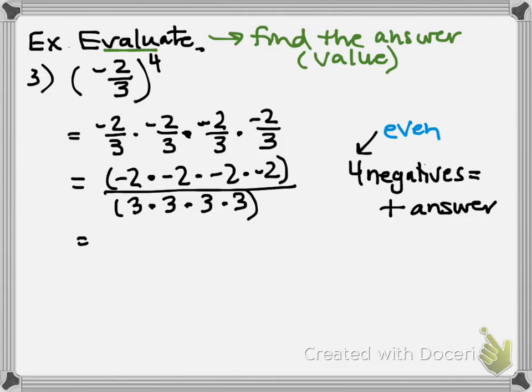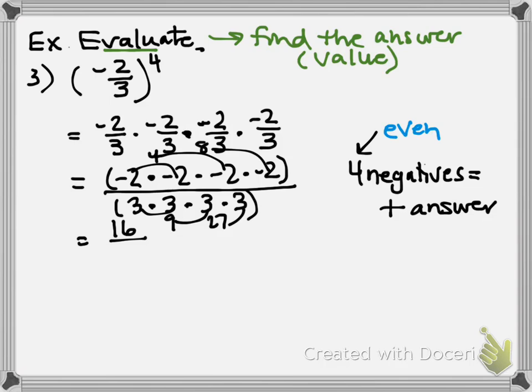So now what's 2 times 2? So we've got 4 here. What's 4 times 2? 8. What's 8 times 2? And there's our answer for the top. Now we're going to multiply our 3's. What's 3 times 3? 9 times 3. And then 27 times 3.